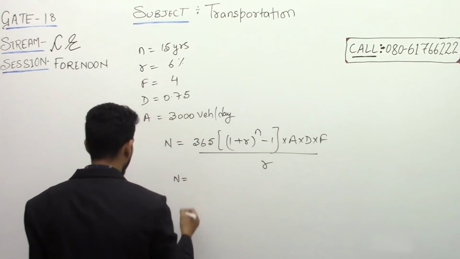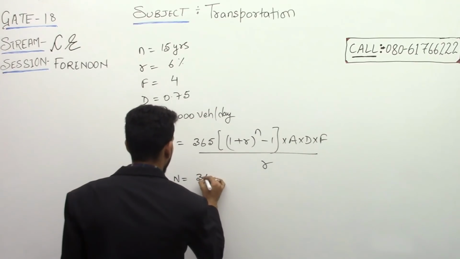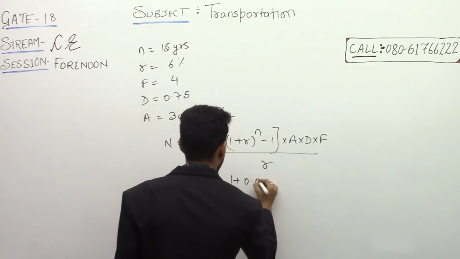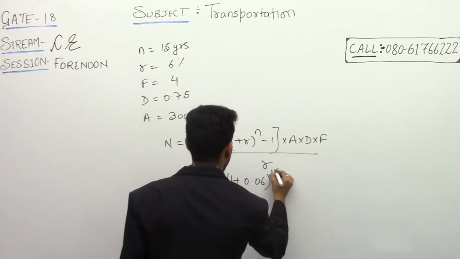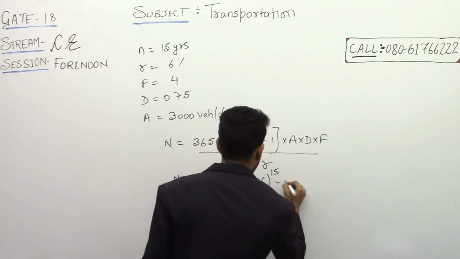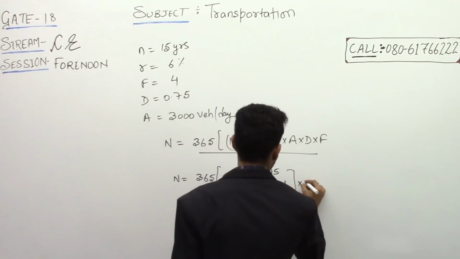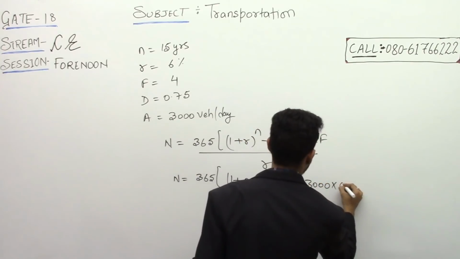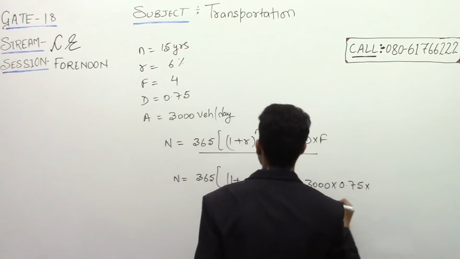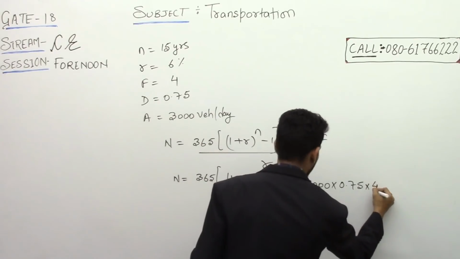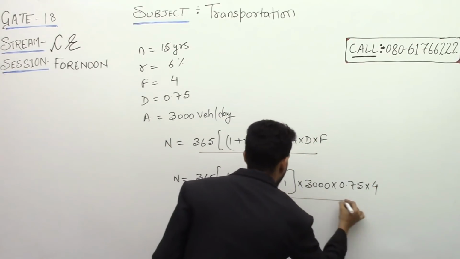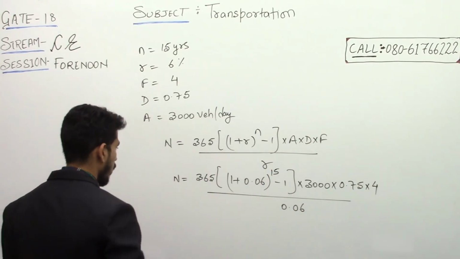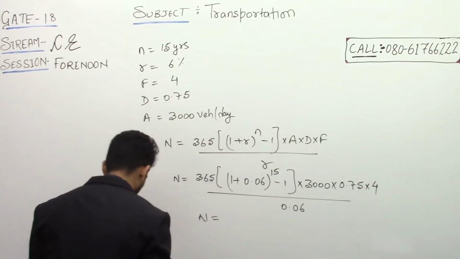So n will be equal to 365 into (1 plus 0.06) to the power of n, which is 15, minus 1, into A, which is 3000, into D, which is 0.75, and F is 4, divided by 0.06.